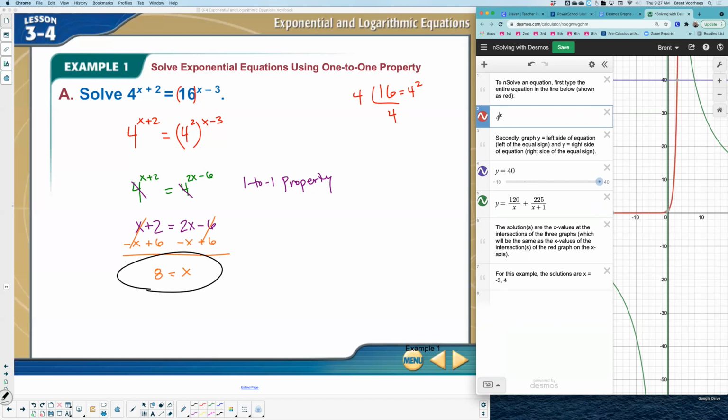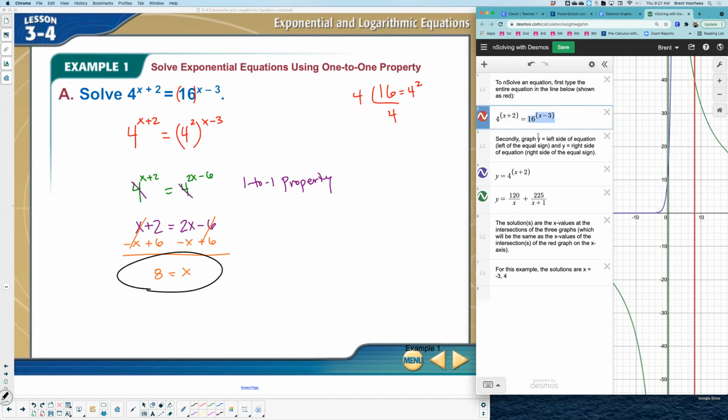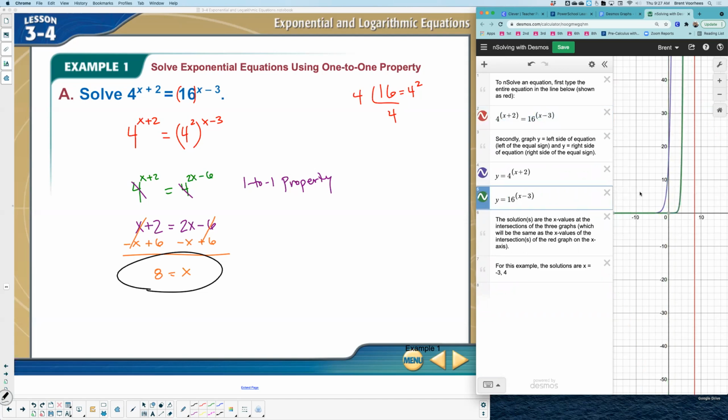What you need to do if you have a group for the exponents on Desmos is you'll have to use parentheses. So 4 to the power of x plus 2 equals 16 to the power of, and again, as a group, so I'm going to do parentheses x minus 3. And like I said before, you copy the left side of the equal sign and you graph that as y equals the left side. And you also are going to copy the right side and graph y equals the right side. The solution will be where the 3 graphs intersect, which we said the answer is 8.